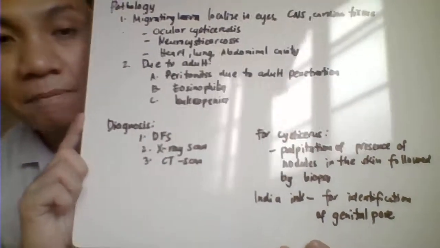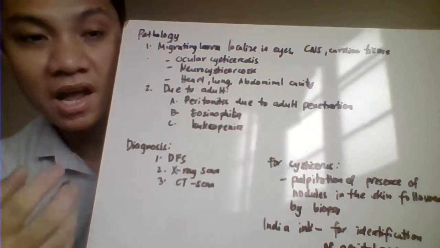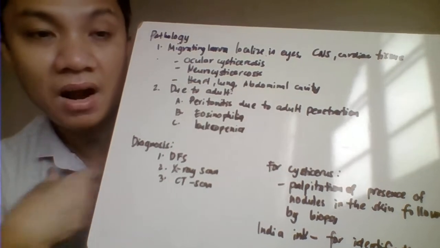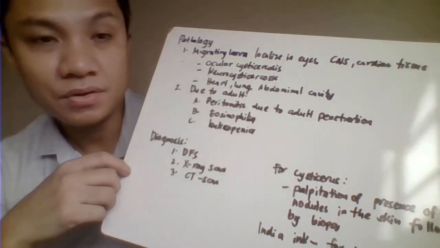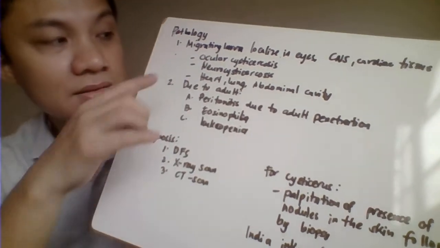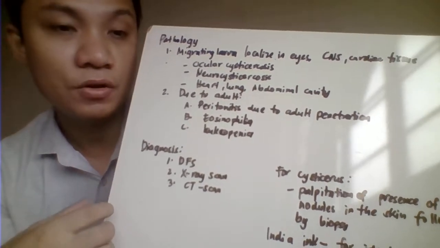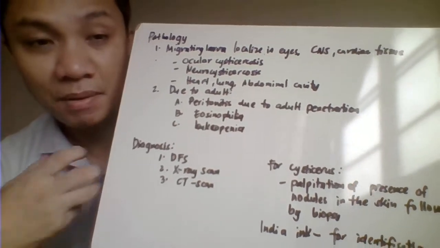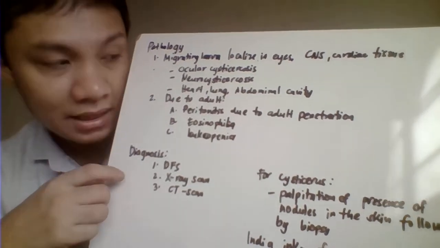Okay, then we have here the pathology. So again, the larva is able to lodge in different parts of your body, including your heart, your brain, your CNS, and also your eyes. Pag pumunta sa eyes, we call that ocular cysticercosis. Pag pumunta sa brain natin, that's neurocysticercosis. And pag sa heart natin, again, heart, brain, those are very deadly.